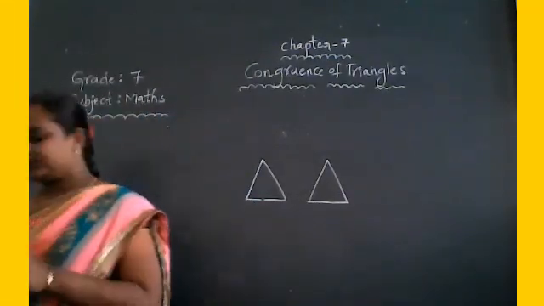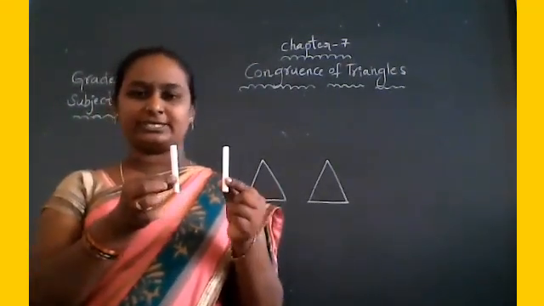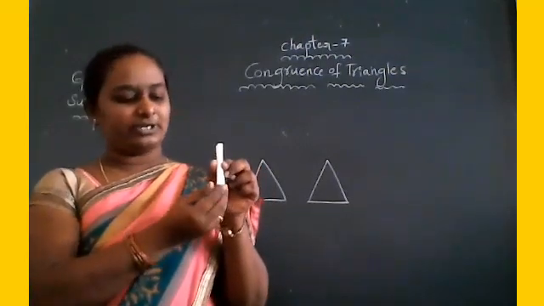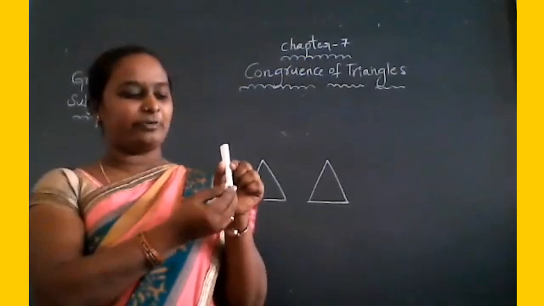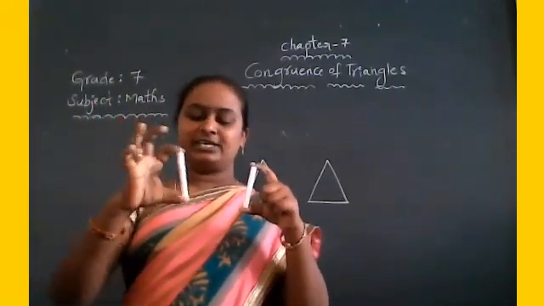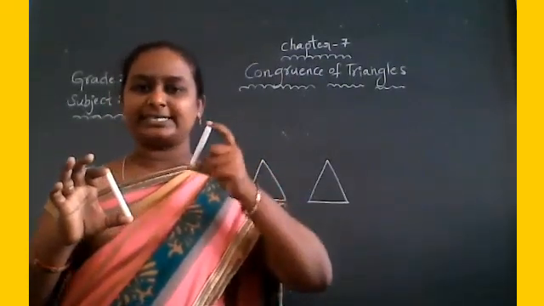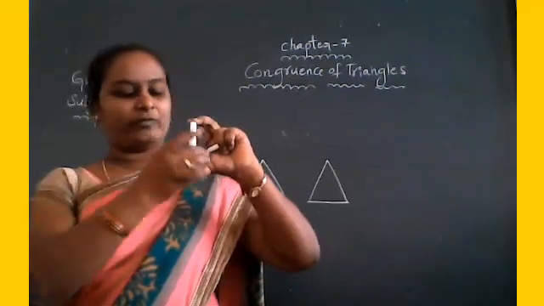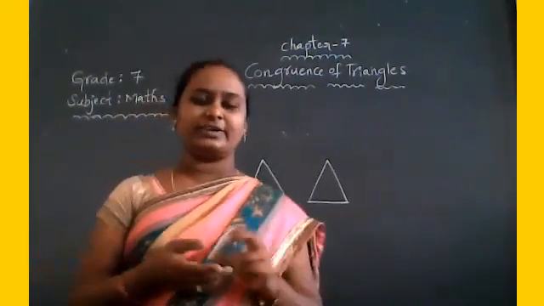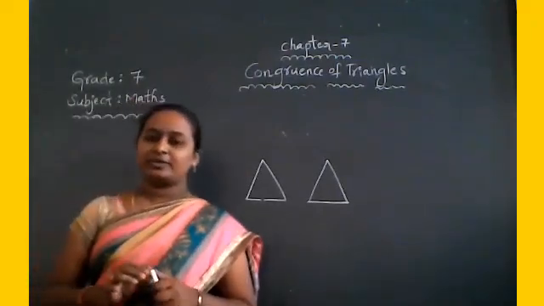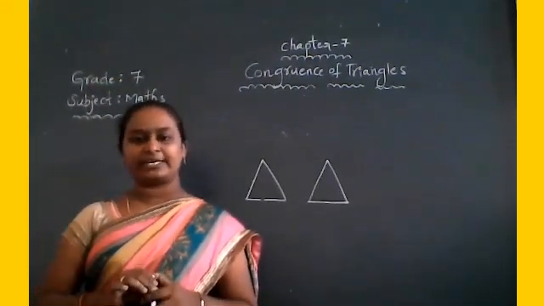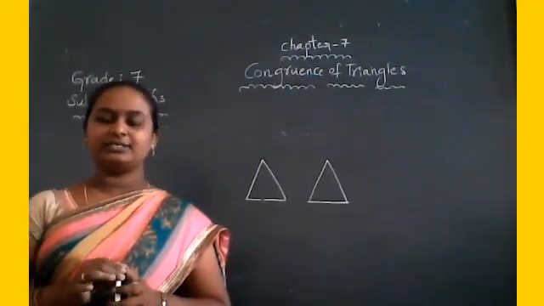And see here, two chalk pieces. I placed this chalk piece upon this one. Is there any difference? There is no difference. Why? Because it has how much length? This chalk has the same length. This one is the original and this is the duplicate. If I place one upon the other, both look the same. There is no difference. So here you have to observe: congruence means they have the same shape, same size, same length. Such triangles or such objects are called congruent.